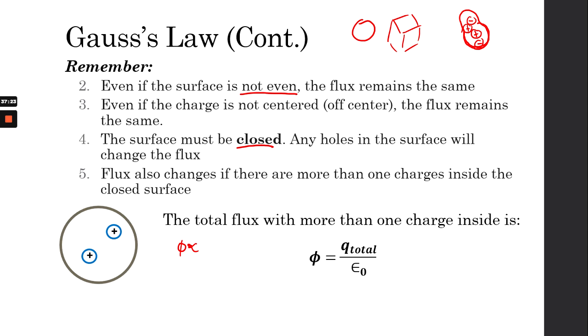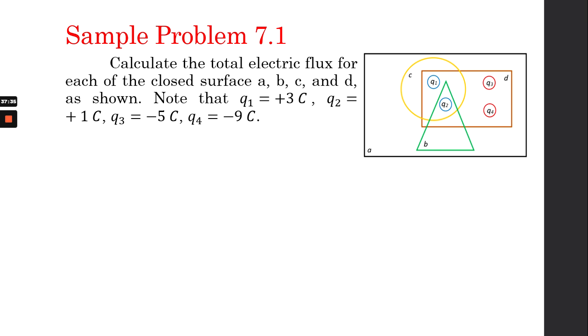is directly proportional to your Q inside, or in this situation, if you have more than one, the total charge Q inside. So let's try this sample problem. Calculate the total electric flux for each of the closed surface A, B, C, and D as shown.